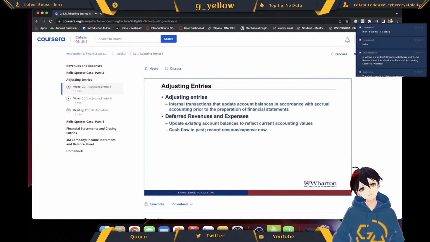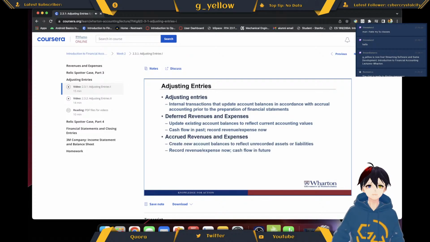There's two big categories of these entries. The first are called Deferred Revenues and Expenses. In this case, we're updating some existing account balance to reflect its current accounting value. This happens when there's been some kind of cash flow in the past, but we need to record revenues or expenses now. The other big category are Accrued Revenues and Expenses. Here we have to create some new account balances to record some previously unrecorded assets or liabilities. This will be situations where we're going to record a revenue or expense now, and there'll be some kind of cash flow in the future. So don't worry, I'm going to go through examples of each of these types of adjusting entries so you can see exactly what we mean by them.